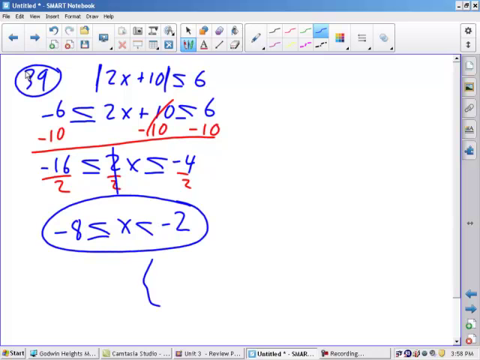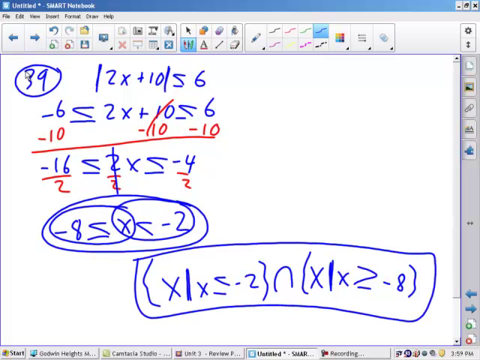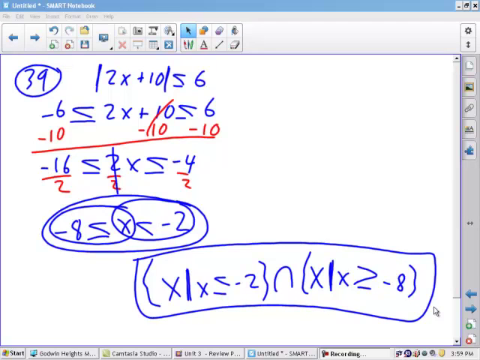But now I need to go ahead and write it in set builder notation, which I have x such that x is less than or equal to negative 2. That's this piece. Okay, and then intersect it with x such that x is greater than or equal to negative 8, which is this piece. So that's why it's the intersection. It's a little bit complicated, but the more and more you practice these, the better you'll get.